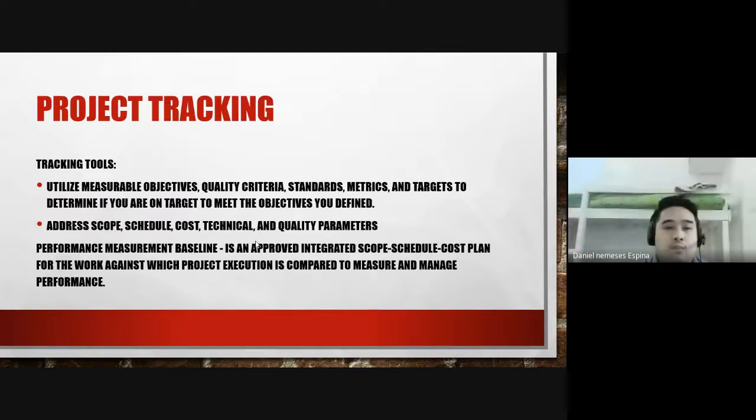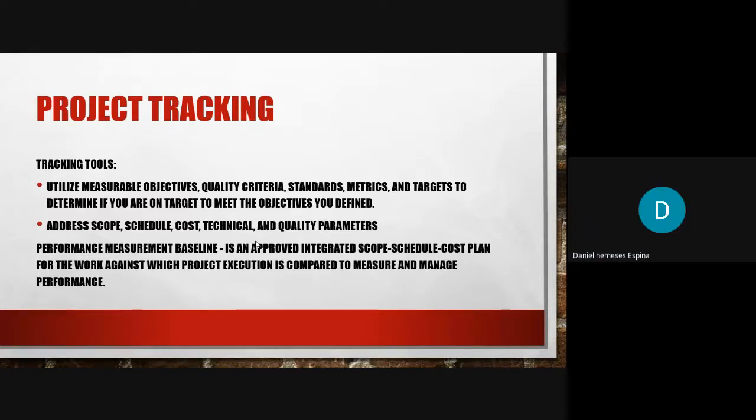Performance measurement baseline is an approved integrated scope, schedule, and cost plan for the work against which the project execution is compared to measure and manage performance. So that is why it's very important to have a plan, okay? Because your plan can be used as your control, or to track your project, to see if we are near completion or if we have met the minimum that must be achieved so that we can deliver the project.